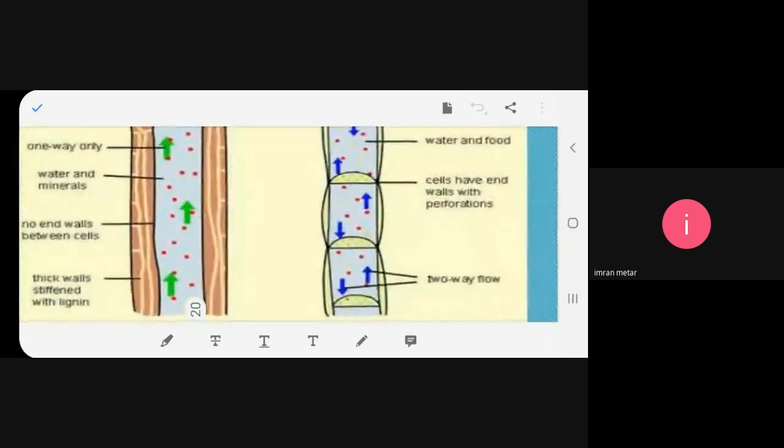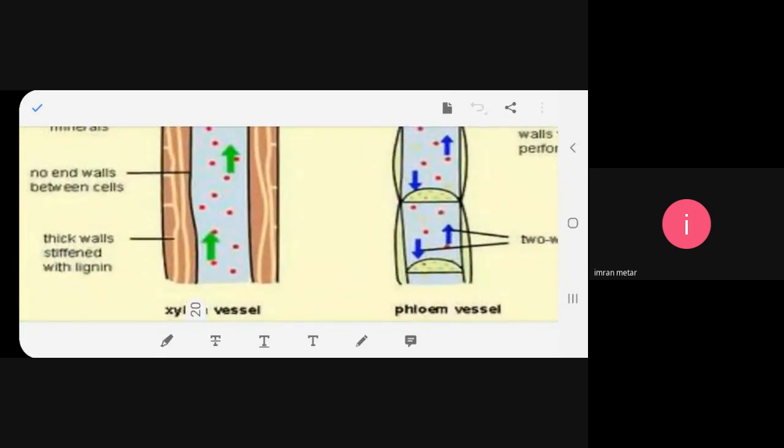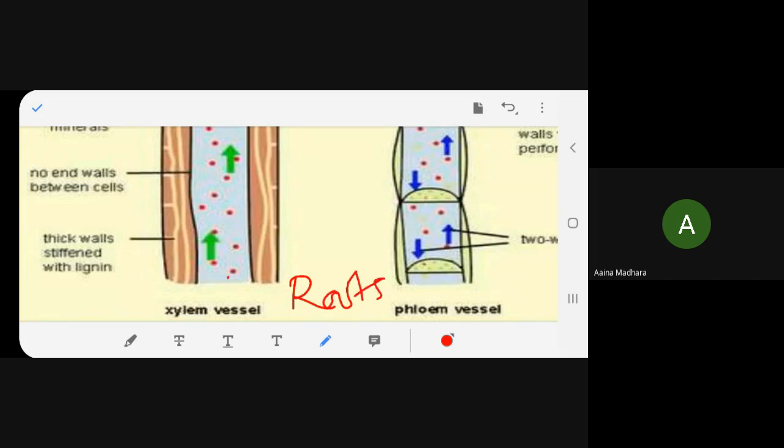Now let's see, this is xylem. What is xylem taking? The name of the tissue is xylem vessel. Water. So water is coming from where, beta? Roots. Very good. So it is from down to up. You can see the arrow. Can you see this arrow, beta? Yes. So it is only going up.